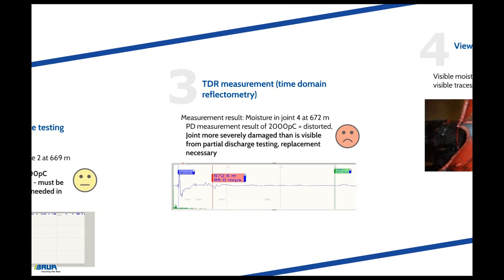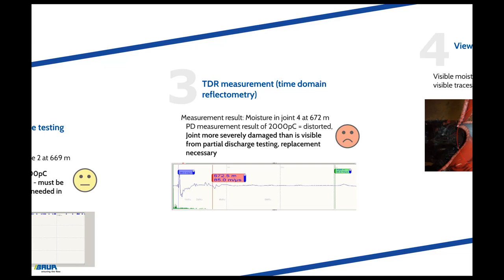The TDR measurement, which is also used for the location of damped joints, shows that the moisture in joint 4 lies at 672 meters. The fault location identified in the example coincides with that from partial discharge testing. The partial discharge measurement of 2000 picocoulomb is therefore a distorted result caused by the moisture in the joint.